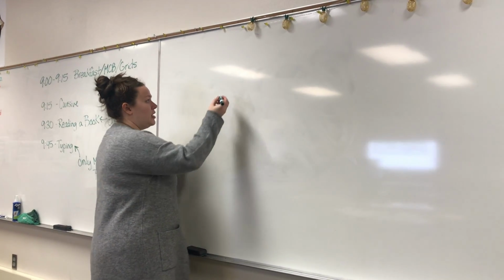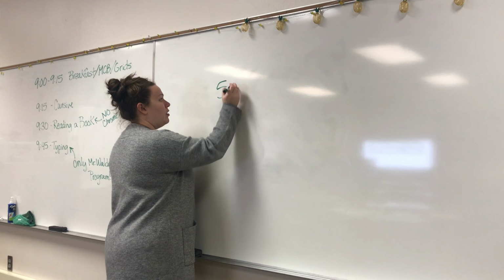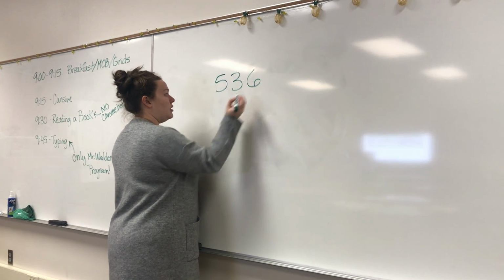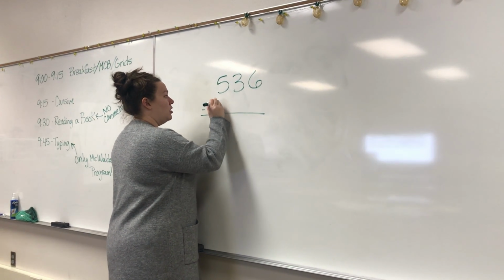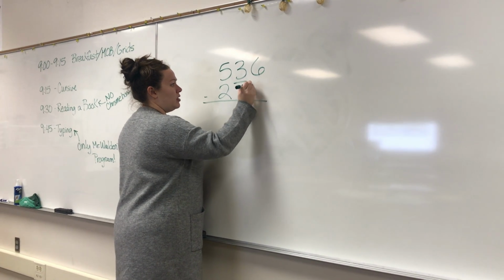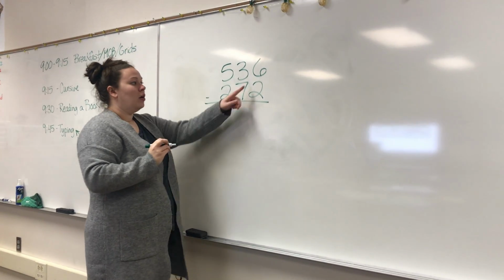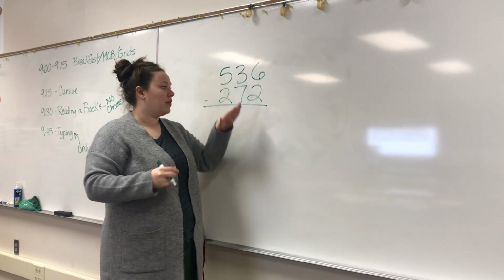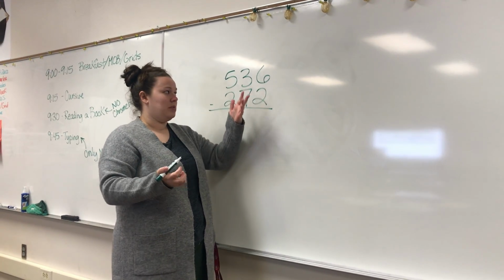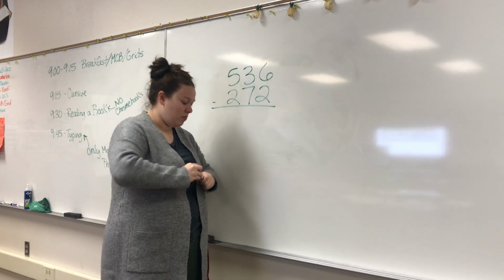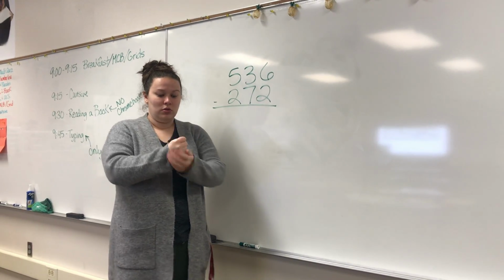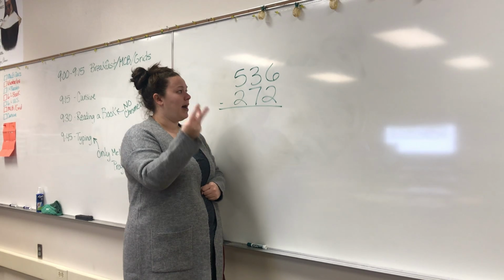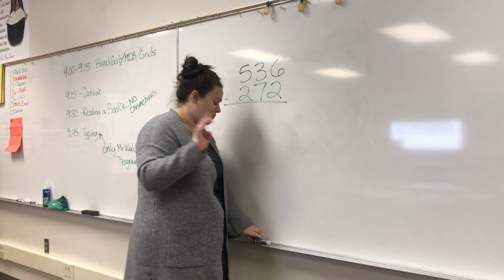For subtraction, let's say we have 536 minus 272. We start with the bottom corner and we go up to 6 and we ask ourselves, can we slam 2 and count up to 6? Yes, we can. So 2, 3, 4, 5, 6. How many was that? That was 4.